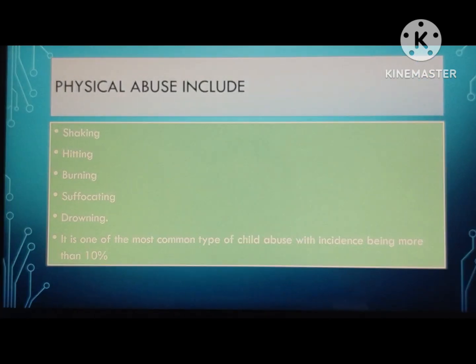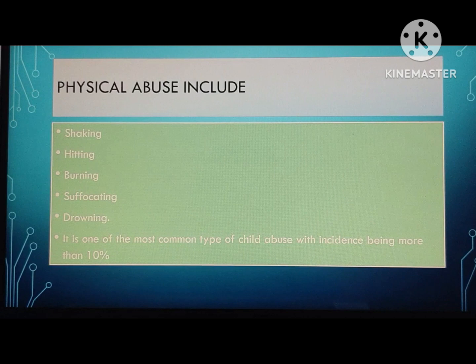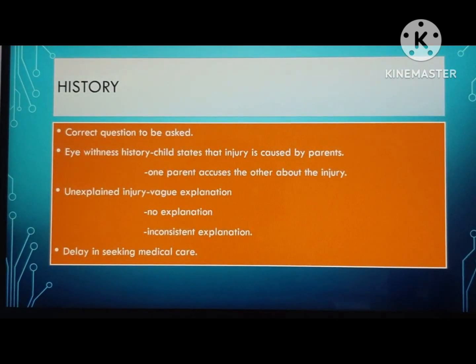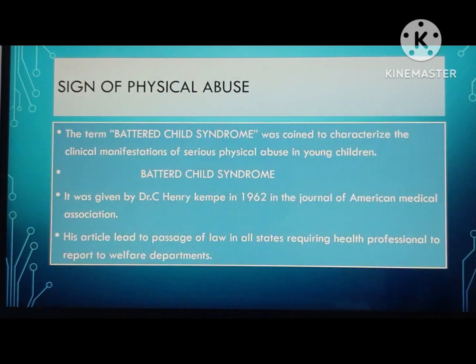Physical abuse. Now we will discuss physical abuse. Physical abuse means shaking, hitting, burning, suffocating, drowning. It is one of the most common types of child abuse, with incidence being more than 10%. In this case, the child is physically injured. Next, history: the correct questions to be asked. Eyewitness history: the child states that the injury was caused by the parent. We should ask the parents and the child. One parent accuses the other about the injury. Unexplained injury: vague explanation, no explanation, inconsistent explanation, delay in seeking medical care.